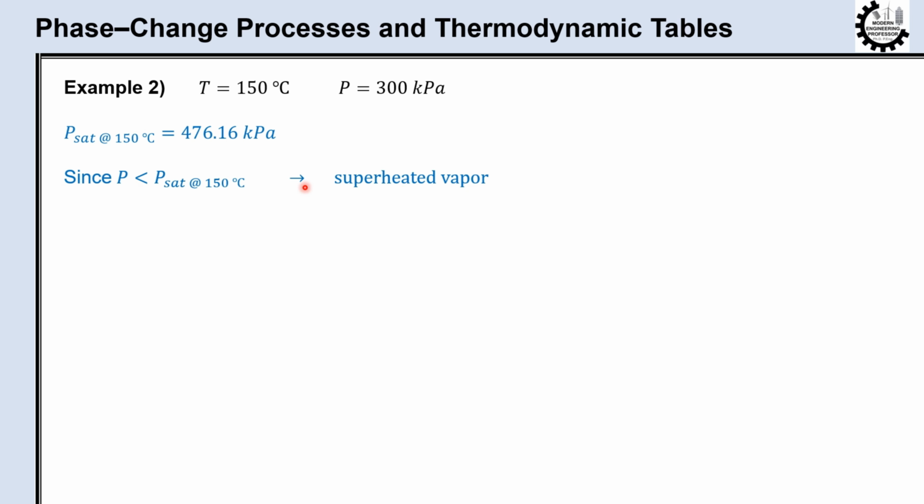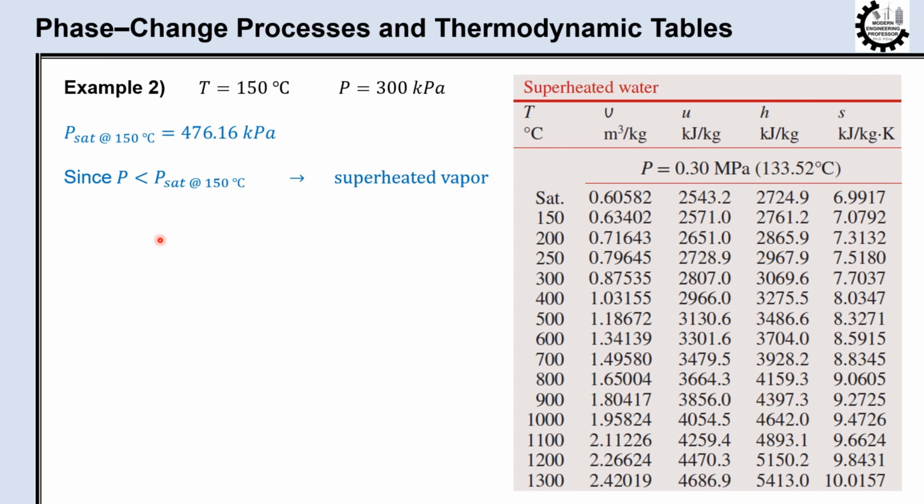region. So we need to use the superheated vapor table for water. At a temperature of 150 degrees Celsius and a pressure of 300 kilopascals, which is 0.3 megapascals, the enthalpy is 2,761.2 kilojoules per kilogram.